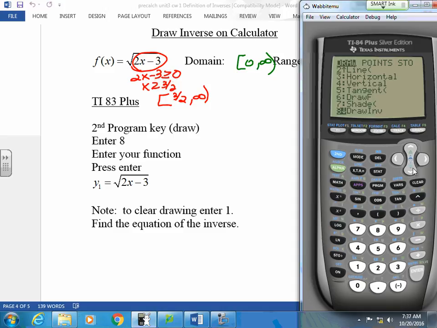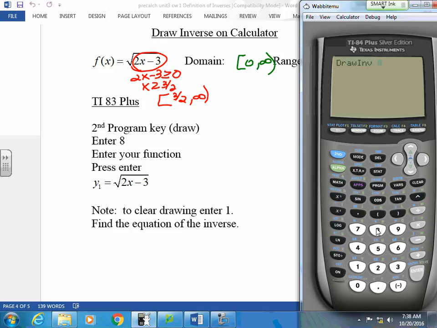Draw inverse. Now we already put your inverse in y1. Second program, come down to number 8. Just scroll down till you hit 8. Draw inverse. We put your inverse in y1. So all we have to do is tell it y1.